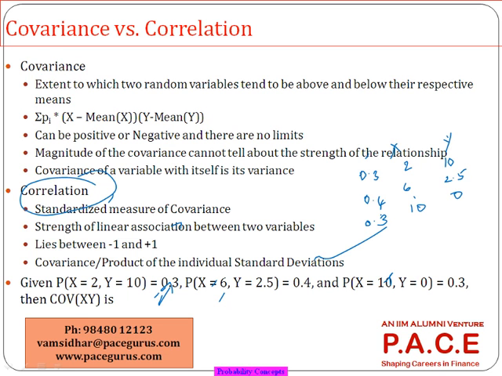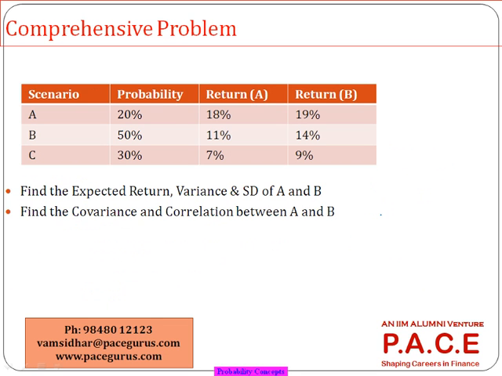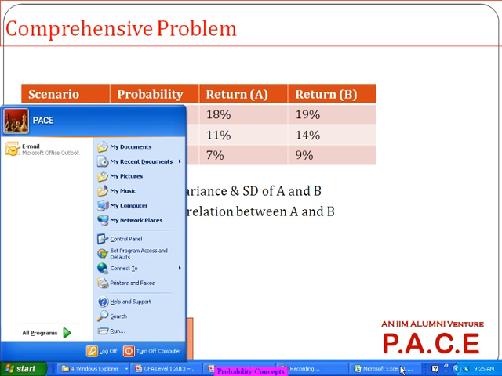Now I'll take one comprehensive problem, the same thing which was given in the earlier case, the probabilities, the returns on A, returns on B. Now using this information, I want to find out the mean, the variance, the standard deviation, the correlation, covariance, all in one single numerical. Now, probably let me take this into the spreadsheet, easy for us to calculate without struggling too much.